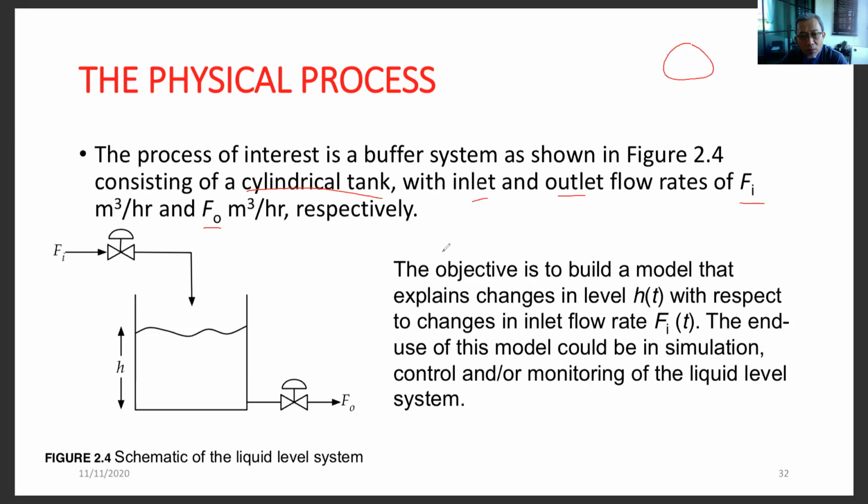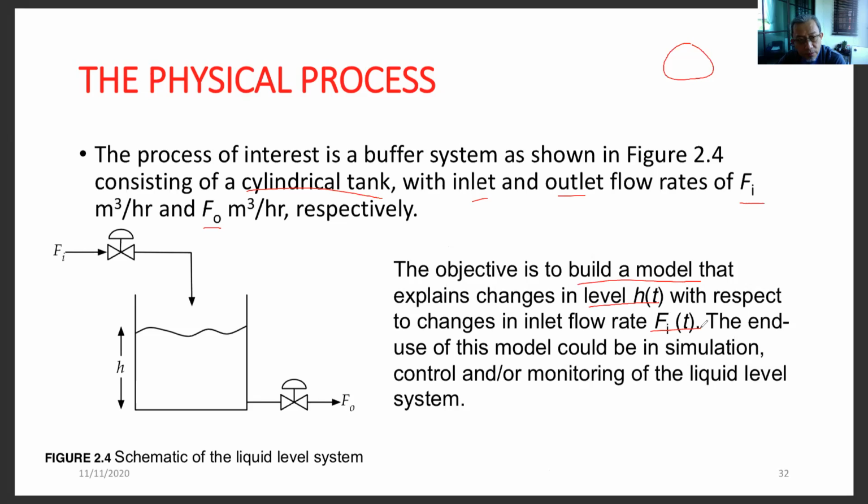So 1 hour consists of 60 minutes, and 60 minutes consists of 3600 seconds, respectively. So the objective is to build a model that explains the changes in level H(t) with respect to the changes in the flow rate Fi(t). So the end use of this model could be in simulations, control, and monitoring of the liquid level system.